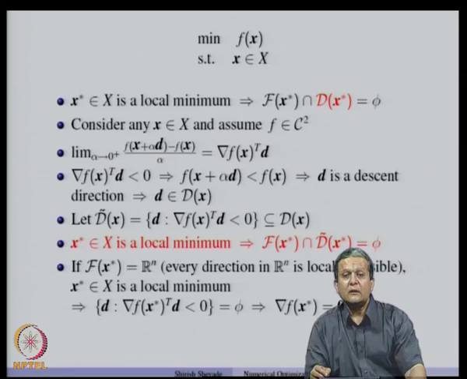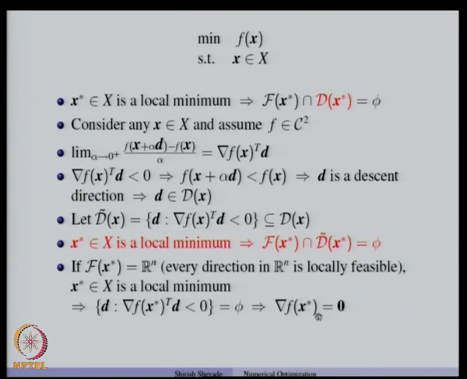And this condition conforms with our unconstrained optimization problems, where we discussed the local minima of unconstrained optimization problems. There we saw that x star is a local minimum implies that gradient f x star is equal to 0.